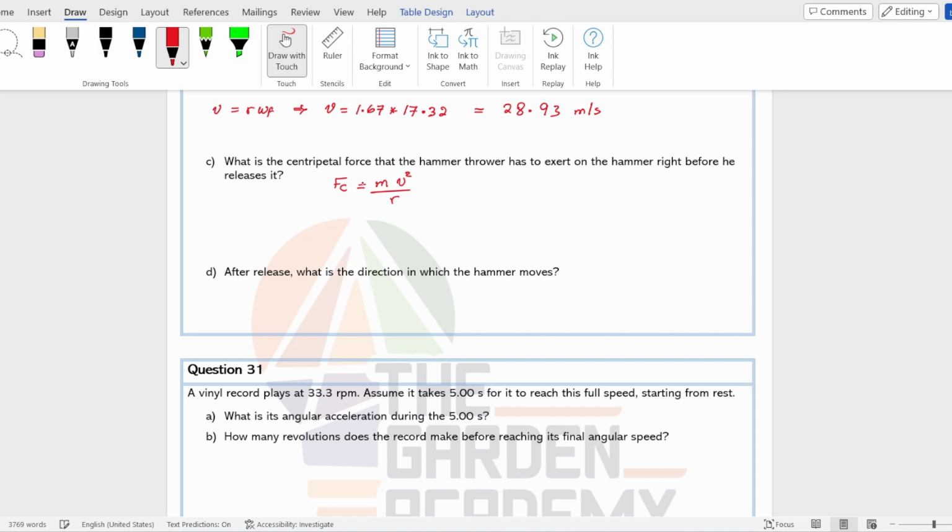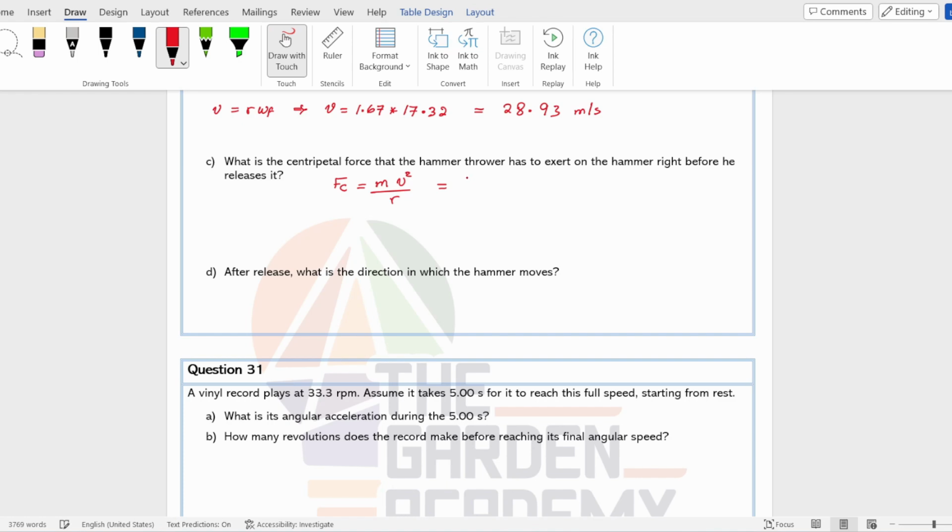And don't forget that F sub C is equal to M times A sub C, which is the centripetal acceleration. The centripetal acceleration is equal to omega squared times R, or V squared divided by R. We can use both actually. Let's use this one for example. So we plug in the values that we have already found.